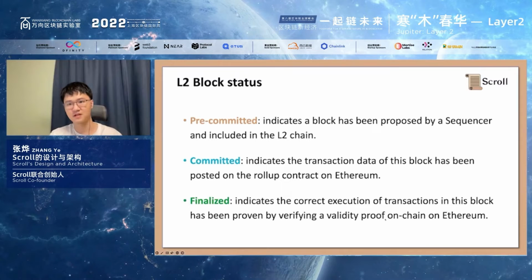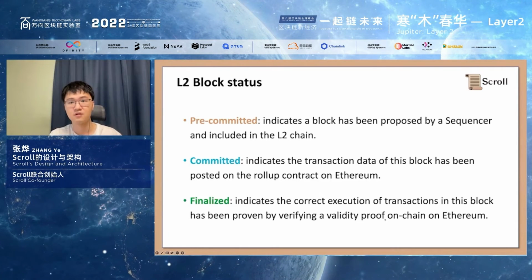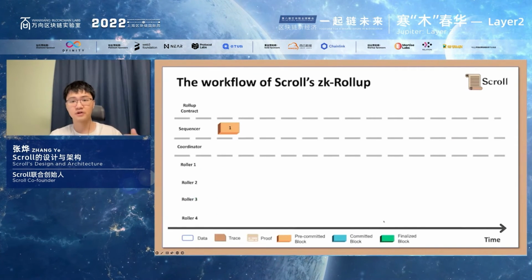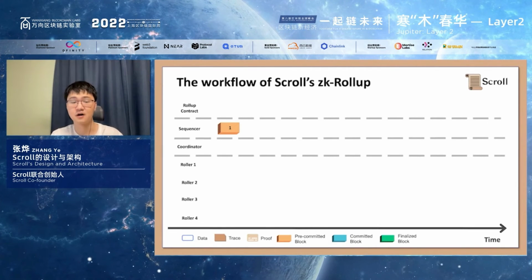Which basically means you generate a proof and it gets verified on Ethereum layer 1. So that means your transaction gets finalized. Here is a graph for how transactions are going on Scroll.